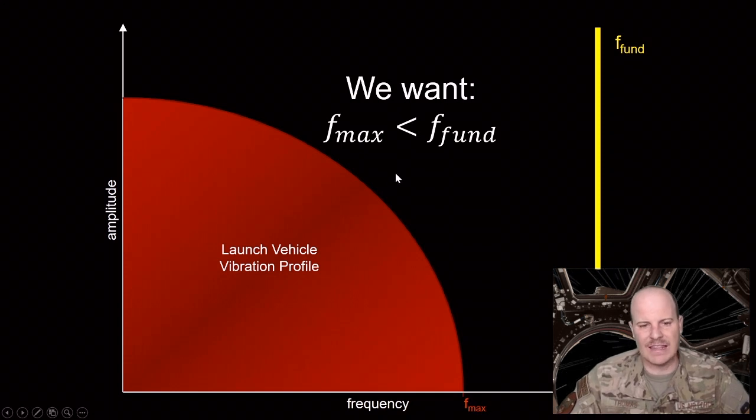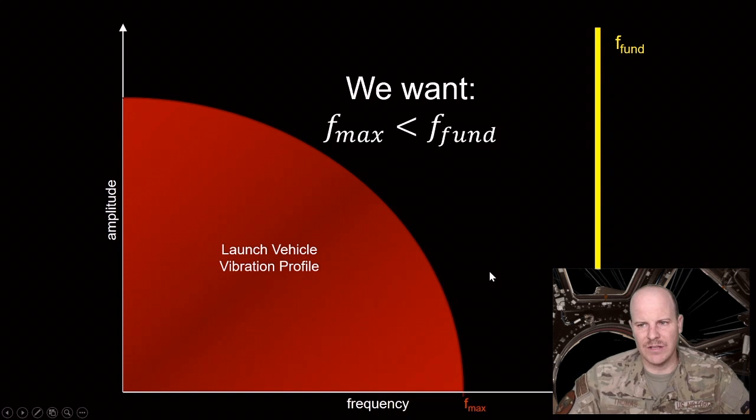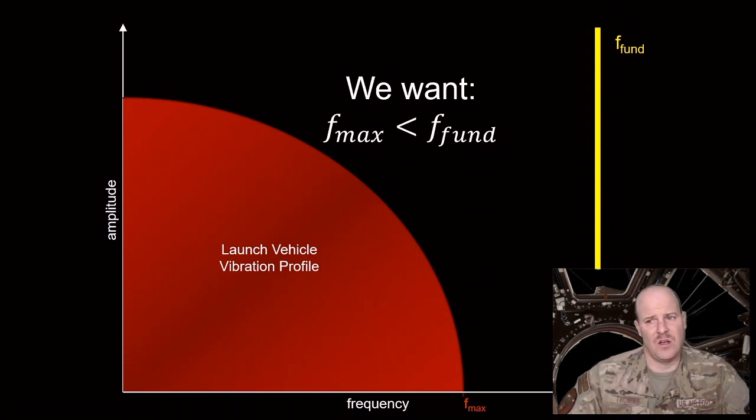So really we want the F max, or the frequency max of our launch vehicle, to be less than the fundamental frequency of our satellite. So that way, essentially, our satellite is not being affected by those two things. Well, in general, how do you do that? Well, you can change one of two parameters. You can either change the stiffness or the mass.